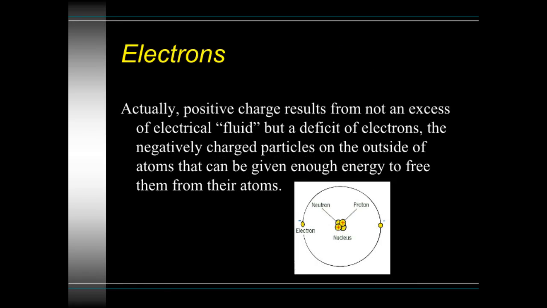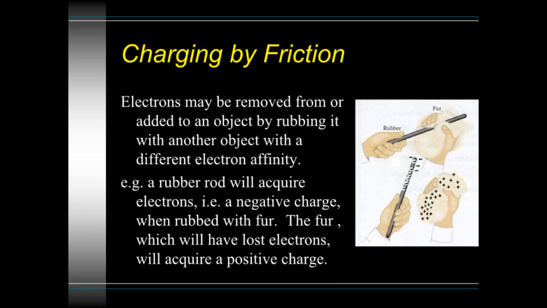The negatively charged particles on the outside of atoms, which are the electrons, can be given enough energy to free them from their atoms. Charging by friction is when two different objects charge each other by rubbing against each other.